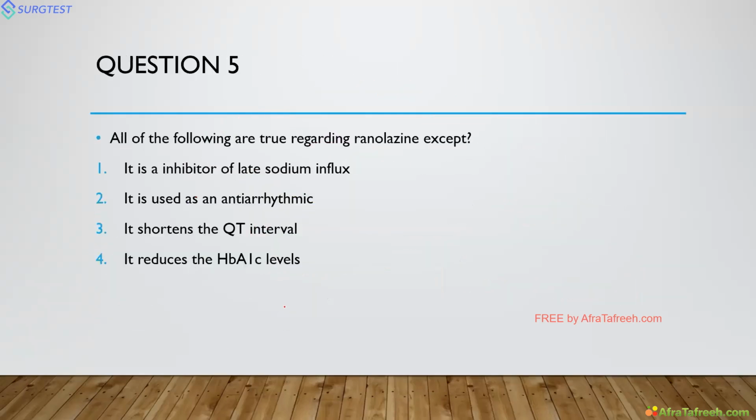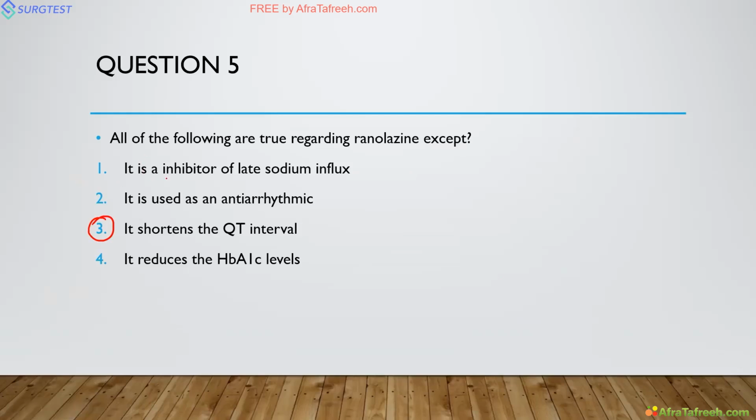Okay, next we'll go. All of the following are true about ranolazine except. There is a mixed response to every option. So the correct answer to this question is option 3. Actually, it prolongs the QT interval. I have written that it shortens the QT interval.